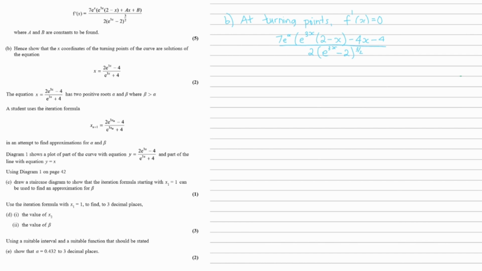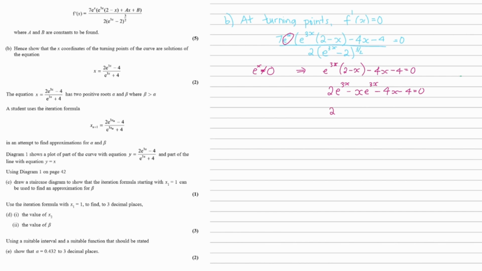And because we are looking at the solution for the turning point, we are going to equate this to 0. We know that e to the power x cannot be 0, which means that term there cannot be 0. And we also know that the denominator of any fraction cannot be 0. So that shows us that only e to the power 3x, 2 minus x, minus 4x, minus 4 is equal to 0. So we are first going to expand the bracket to get 2e to the power 3x minus xe to the power 3x minus 4x minus 4 is equal to 0.